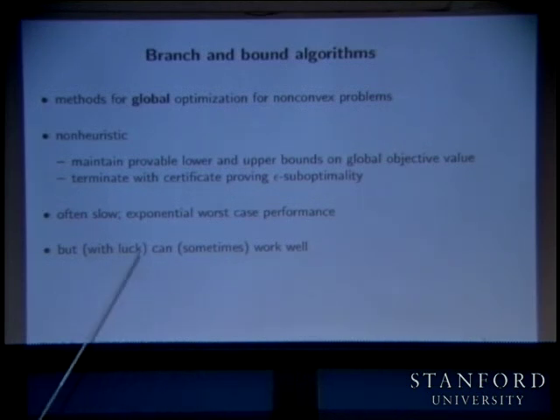Now these have exponential worst case performance, and in fact they will often be very slow. But actually, occasionally, if you're very lucky, they work well. Okay. I should add that in branch and bound algorithms, like in solving convex optimization problems, there's not much room for personal expression. I mean, you can solve it faster than I can or something. There is some room, but it's very small.